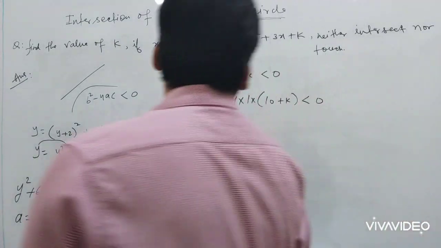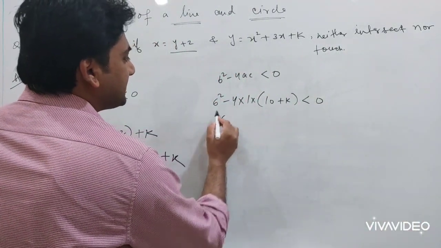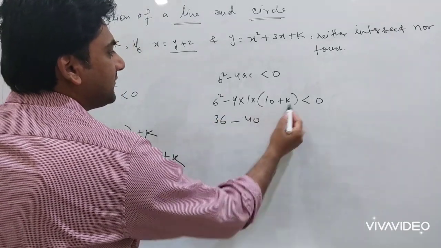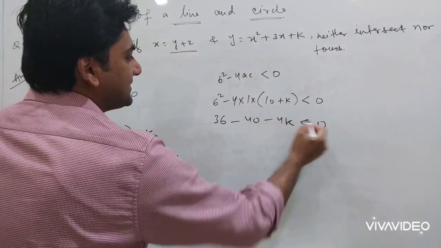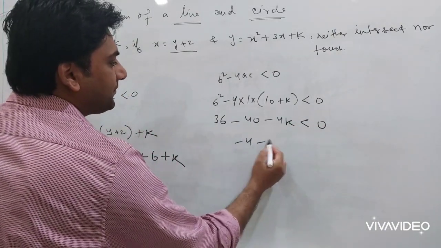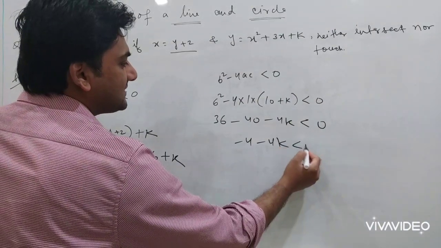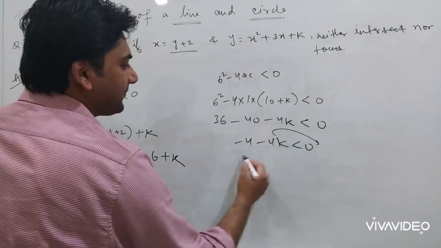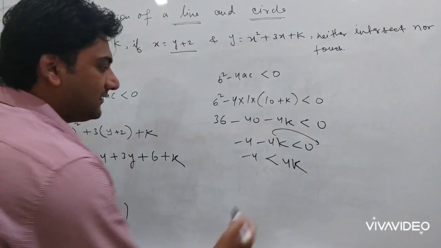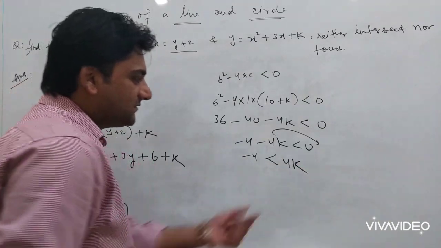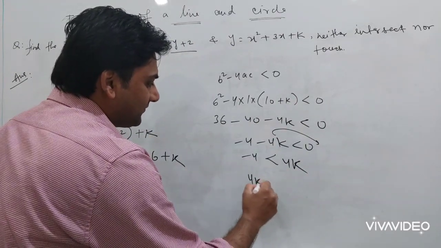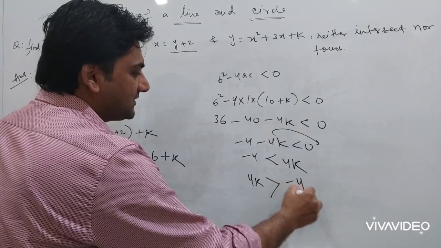Less than 0. Then we got, this is 36, 4 times 10 that is minus 40. Minus 4 times this is minus 4k, less than 0, right? So 36 minus 40, minus 4, minus 4k, less than 0. Take 4k this side, minus 4, less than 4k, right? And this means 4k is greater than minus 4. So I can write it like this also, 4k greater than minus 4.